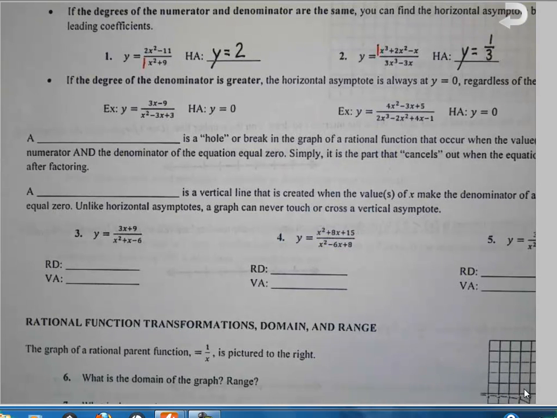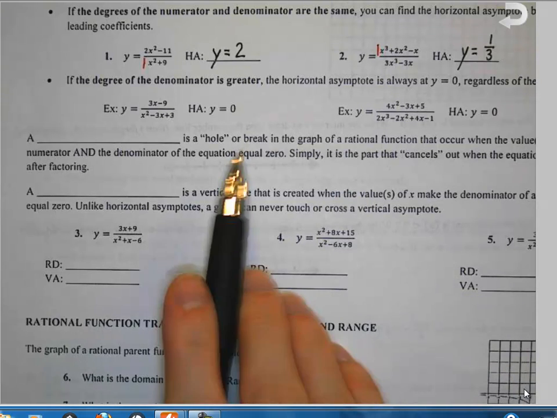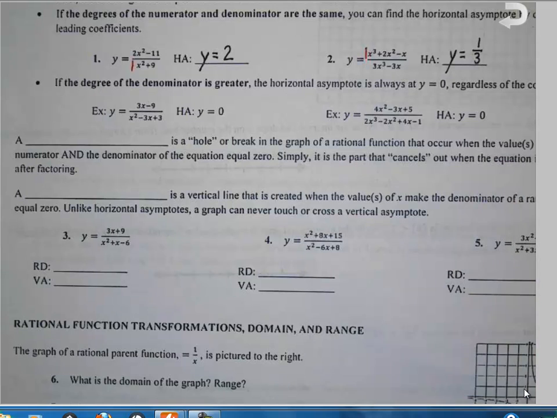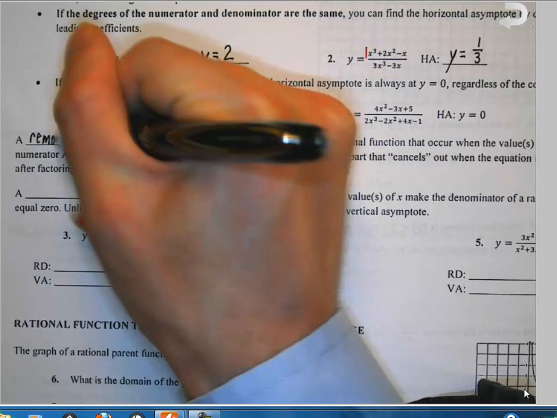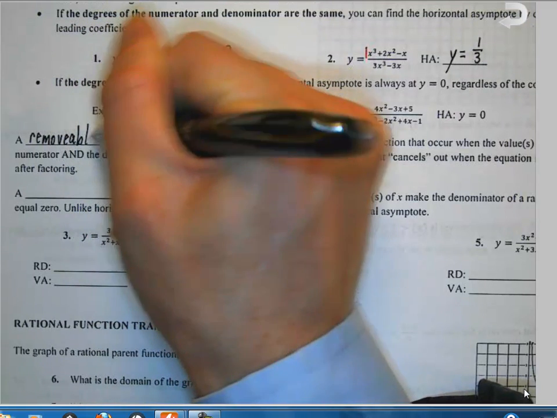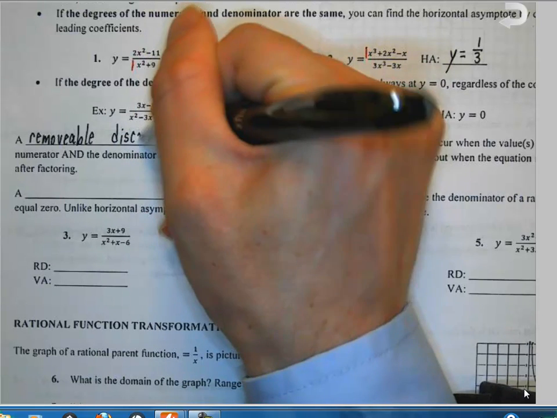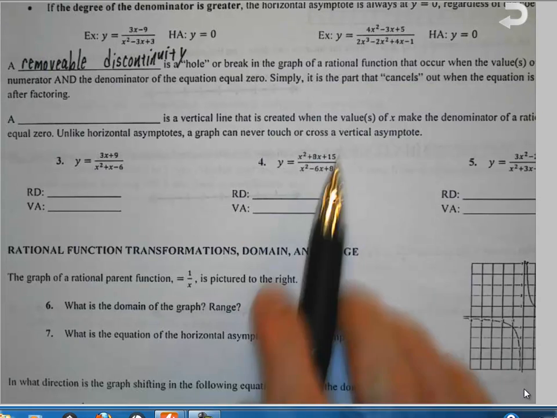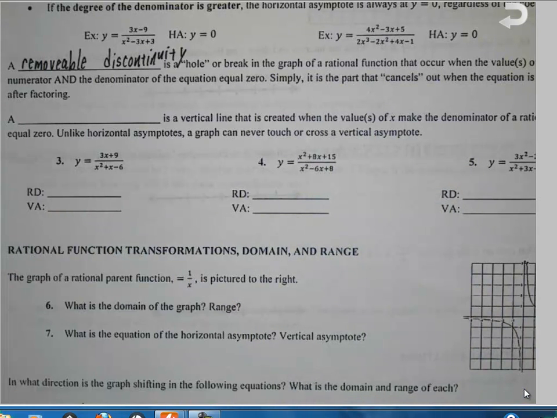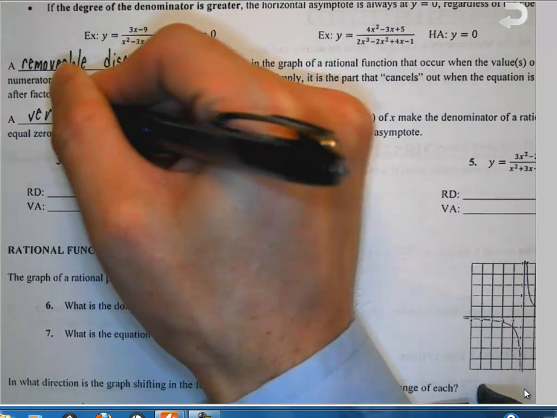The next thing that you run into is a hole, a break in the graph of the rational function that occurs when the values of x make the numerator and the denominator equal to 0. Simply put, it cancels out. So if we can cancel it, we can remove it, and so we will call that a removable discontinuity. And then, of course, the last blank is talking about where the denominator is equal to 0. That is, of course, a vertical asymptote.